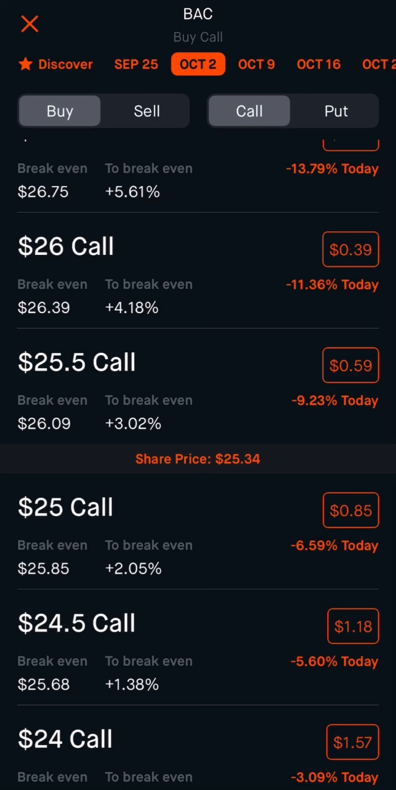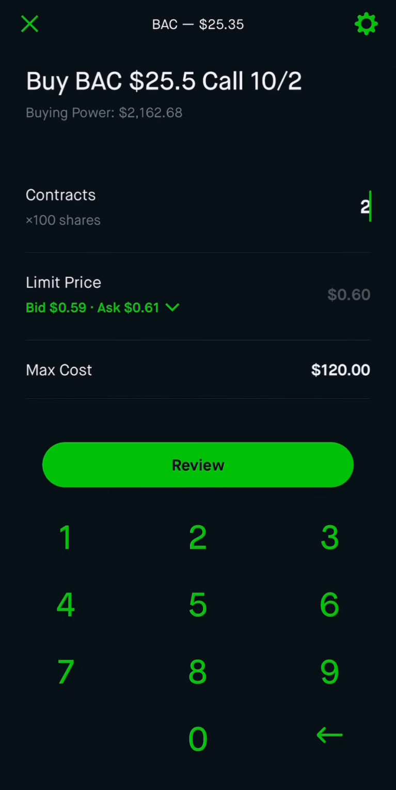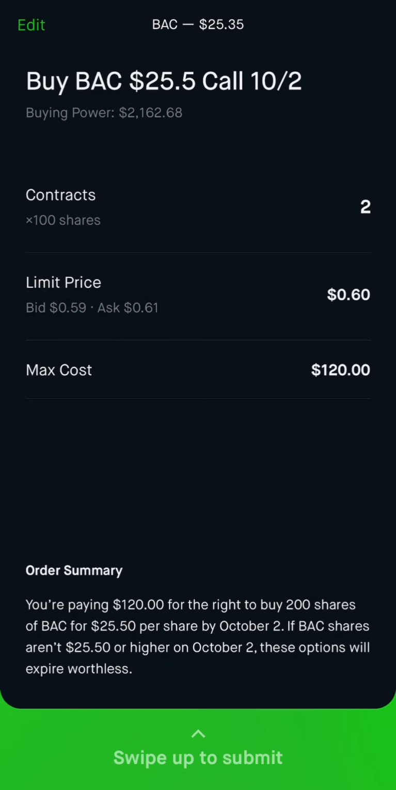So let's do 2 options right now so you guys can see in action how they work, like I'm going to be doing it myself. So October 2nd, we're going to do a nice easy one. We're going to say Bank of America is going to go up 3%. We need $26 a share and 9 cents to break even. And let's do it for 2 contracts, right? So let's review it. Let's buy it.